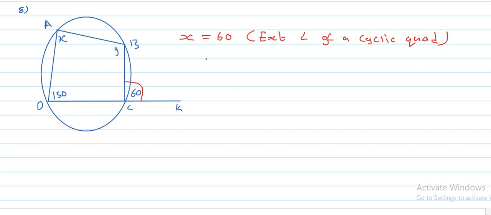What is the value of Y? Since ABCD is a cyclic quad, we're going to say angle B plus angle D equals 180 degrees. What is the reason? Opposite angles of a cyclic quad.